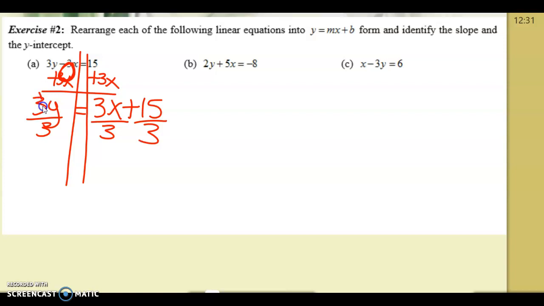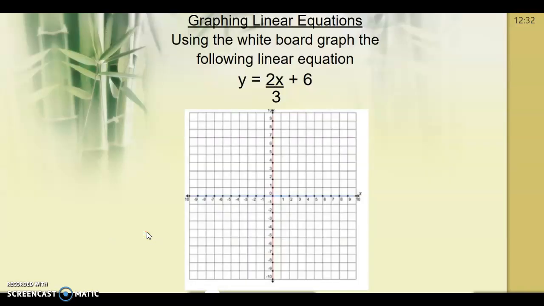Dividing by 3 makes 1 here, so in fact, y is by itself. Simplify whenever you can. 3 divided by 3 is in fact 1x. You may want to leave it as a fraction so you have a slope, a rise and a run for that matter. And then adding 15 divided by 3, we'd end with 5. Always make sure you're identifying the slope and the y-intercept. So we got that equation to y equals 1x plus 5.